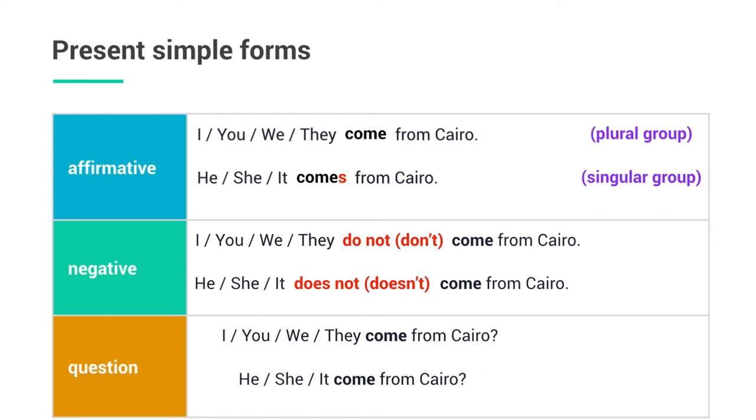After that, you only need to add do right in front of the sentence in case of plural nouns and does in case of singular nouns. Then it's all done.